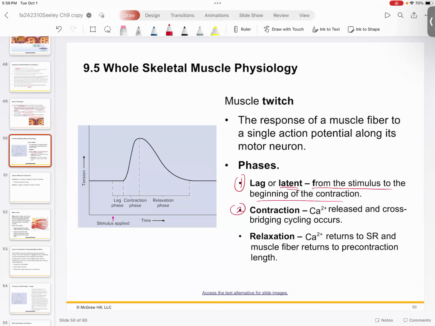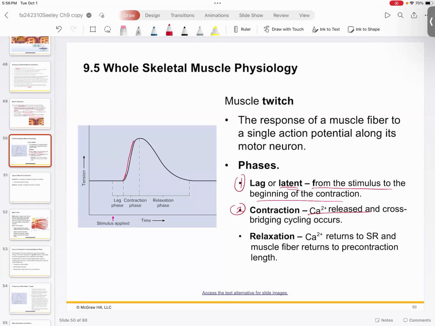Number 2 is going to be the contraction phase. This is where the sarcoplasmic reticulum will actually release the calcium. And then once it does that, it's going to immediately bind to the troponin, making available those cross bridges. And so that's where you're going to get your contraction phase. You can see you have an upswing in tension because of your contraction, right? So you basically shorten the size of the muscle, which basically is going to produce tension.